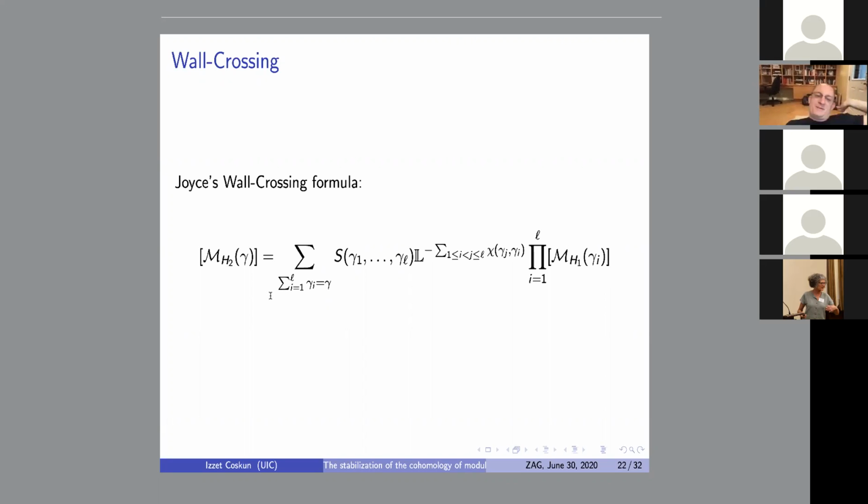So what this formula is saying is that the classes of these things are equal, but that's not quite true, because, you know, when you cross some walls, some things became destabilized, some things became stable. And so what you have to do is you sort of have to add in and subtract what happened. But the way you should view this formula is that the class of MH2 is the same as the class of MH1 plus some corrections that happened as you crossed walls, okay?